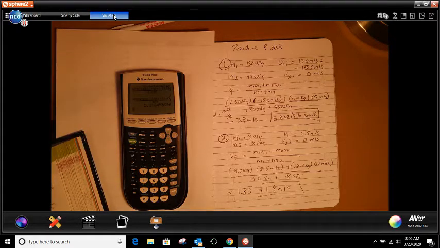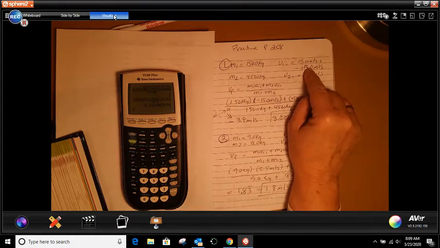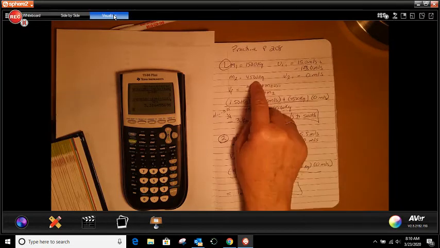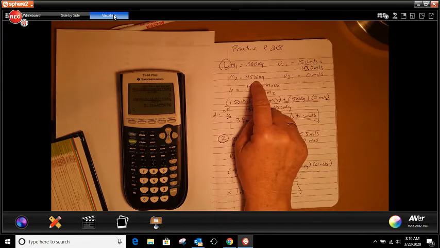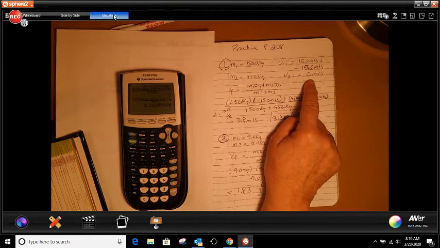In the book itself, on page 208, it says a 1,500 kilogram car travels at 15 meters per second. Well, there's my mass 1. 15 meters per second to the south, which is a negative number. And it collides with a 4,500 kilogram truck that is initially at rest at the stoplight, so it's 0. The car and the truck stick together and move together after the collision. What is the final velocity of the two vehicles?